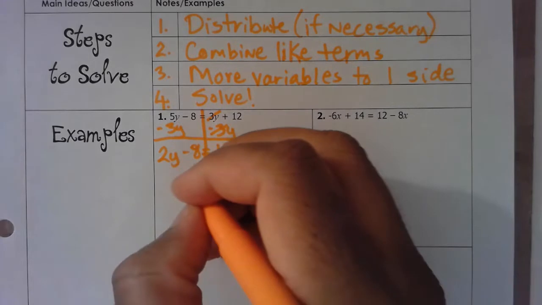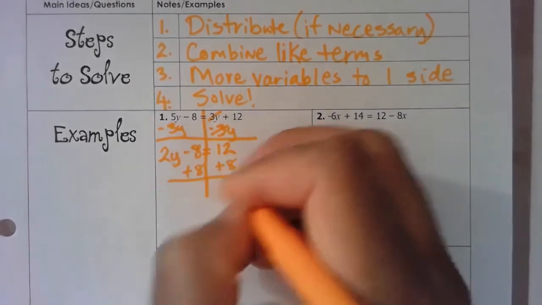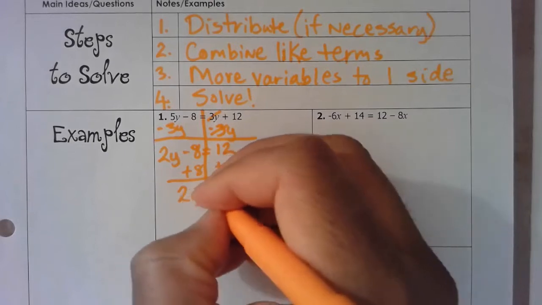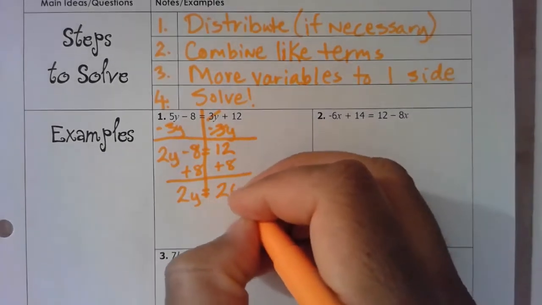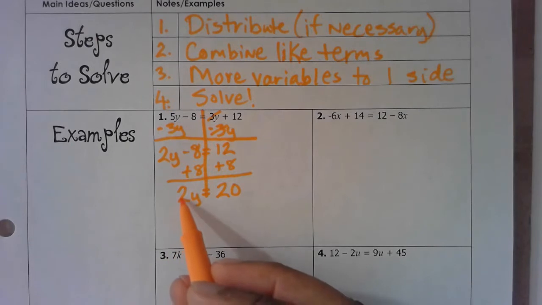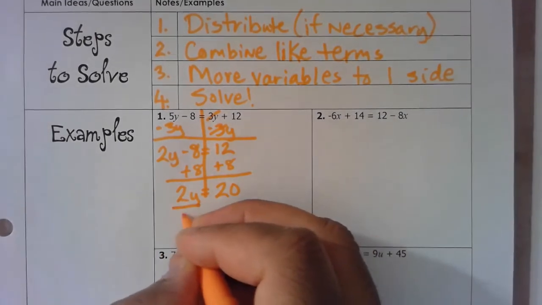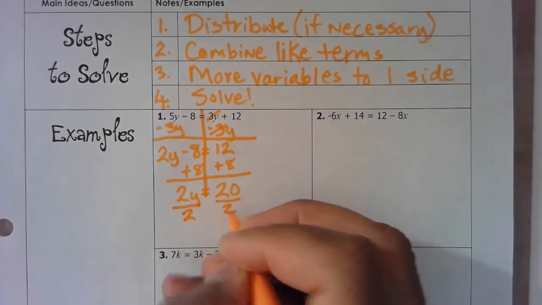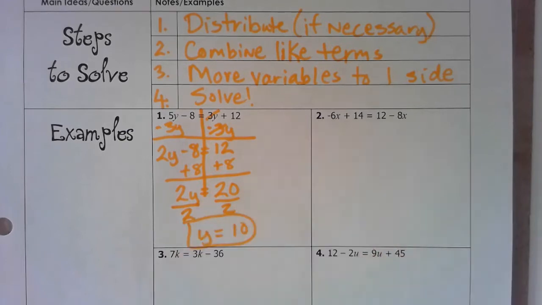I'm going to do the opposite or the inverse. I'm going to add 8, and then I'm going to have 2y equals 12 plus 8 is 20. So 2y equals 20. And then to finish this problem off, since this is telling me 2 times y, I'm going to do the opposite of multiplication here and then divide by 2. So I'm going to have y equals 10 as my final answer here. Now let me go ahead and highlight that.